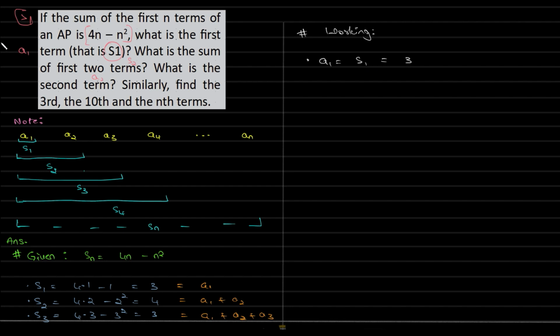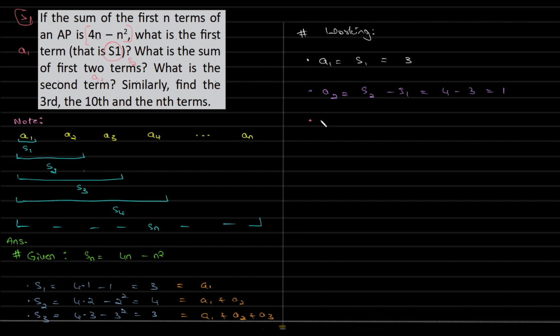Done. Next question is, what is the second term? So how do you find the second term? Quite simple. See, if I subtract S1 from S2, I'll be left with A2. Right? Think about it. A2 plus A1 minus A1 will give me A2. So basically S2 minus S1 will give me A2. So this is 4 minus 3, which is 1.